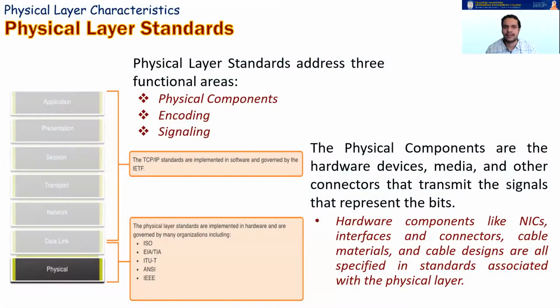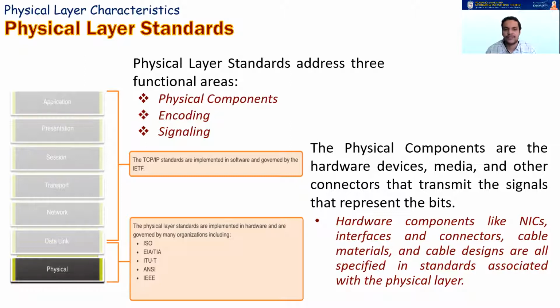Now, what are the different characteristics? Usually, all the standards of the physical layer address three main functional areas. The first area is the physical components. What are the different physical components we have? The second one is the encoding schemes. And the third one is the signaling. How do you signal these things? The physical components are the ones which you actually see, like your hardware components, like your network interface cards, and all the other things.